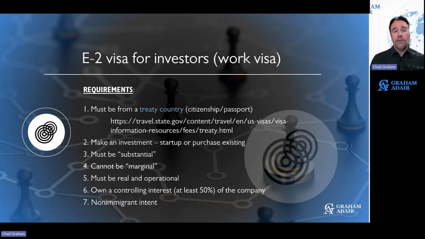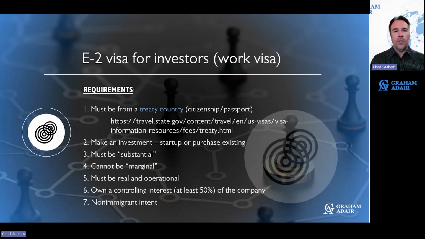And you need to own at least 50% of the company. This is where you can have other partners and other people involved, but you need to own the majority of the company. It needs to be your company, really. And again, the E2, just like the J1, is a pure non-immigrant intent visa. So if you're on an E2, the intent is that you're going to do your business here. You can get extensions and stay while you're doing that, but then you're going to return to your home country.